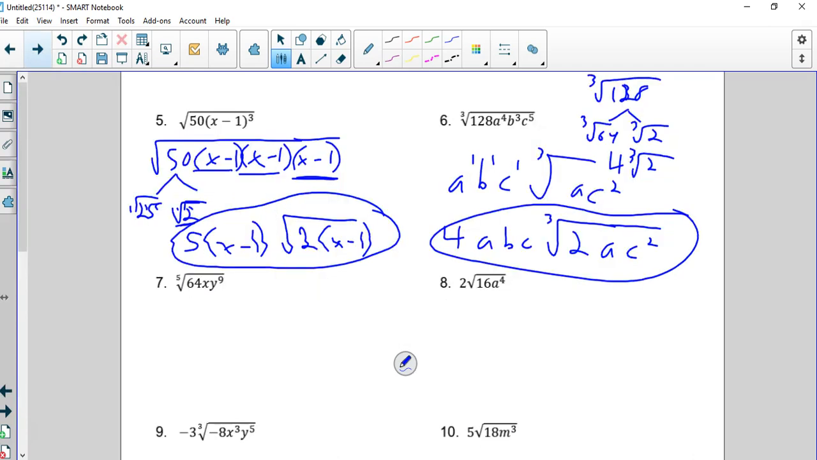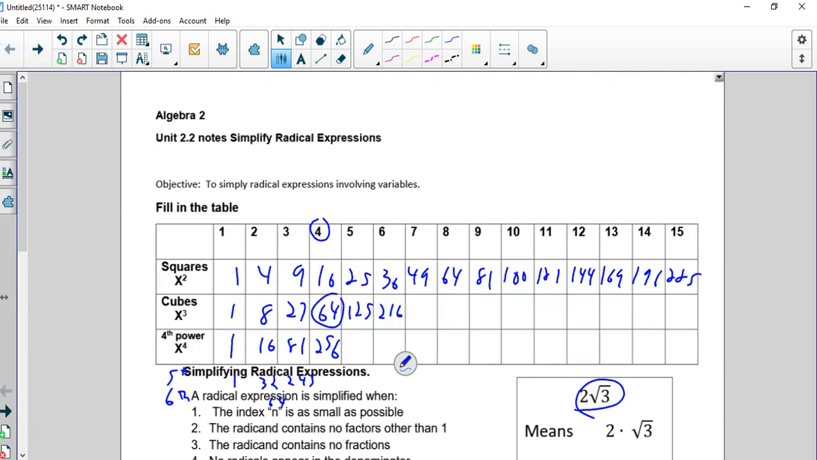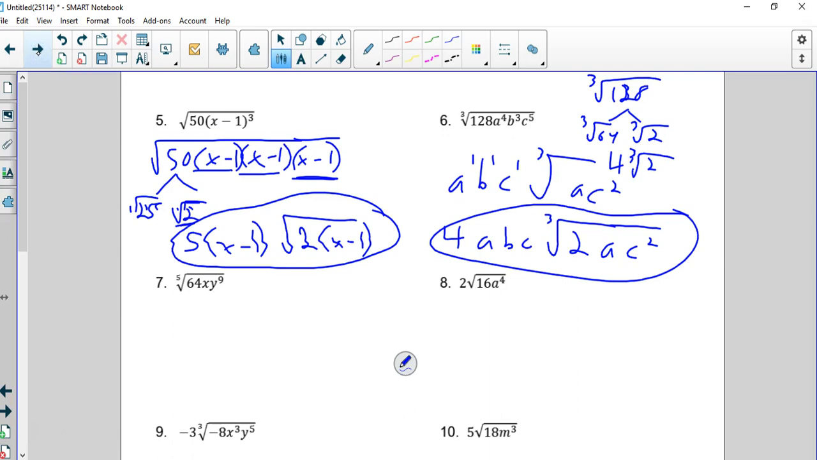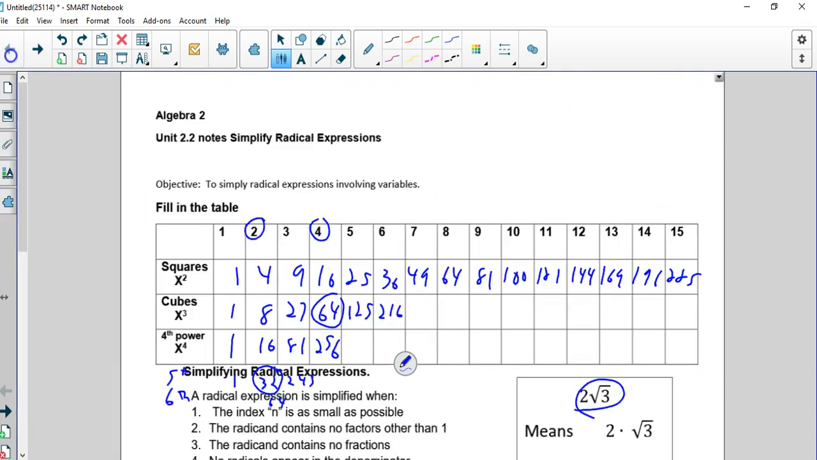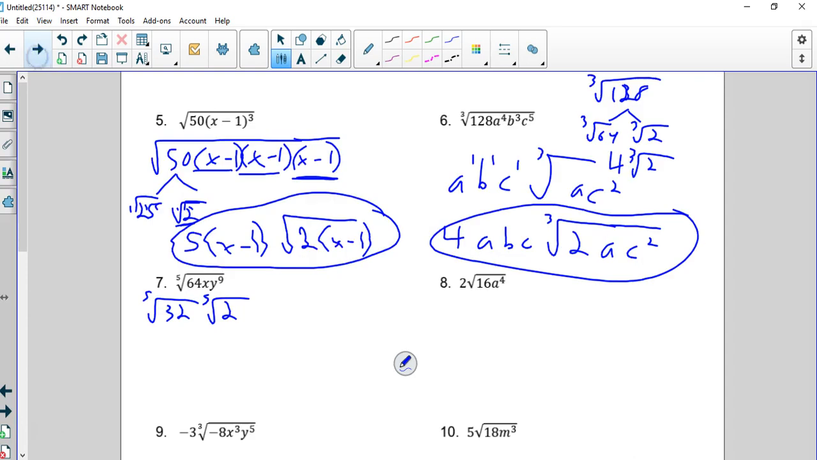So let's see what we have. We have the fifth root of 64. Well, 32 goes into 64, so we can rewrite that. The fifth root of 32 times the fifth root of 2. That simplifies to, remember, the fifth root of 32 is 2. So that simplifies to 2 times the fifth root of 2.